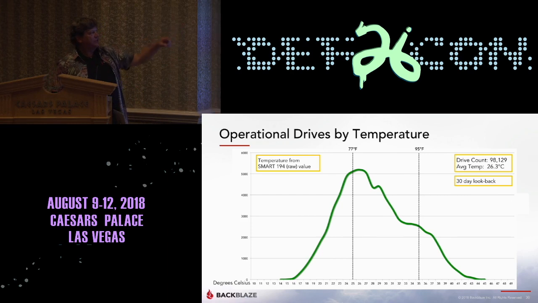So the average temperature of operational drives for us is, you can see, around 77 degrees or so. I converted it to Fahrenheit because we're in America. And you can kind of see how that chart is. There's a handful of them that run at 45 degrees, which is pretty warm, by the way. But all of that is within the range of a drive.